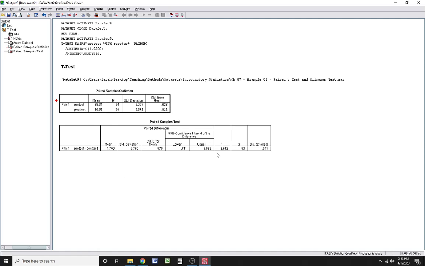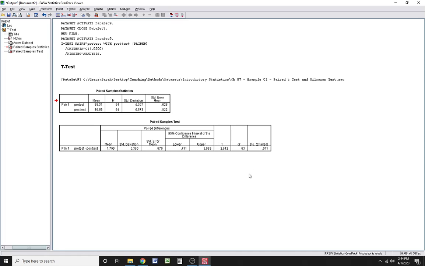If you were to report a 95% confidence interval, it's right here, but I'm not requiring you report those. Instead, I care about this. In this case, t is 2.61. The degrees of freedom is 63. And the two-tailed significance is 0.011.